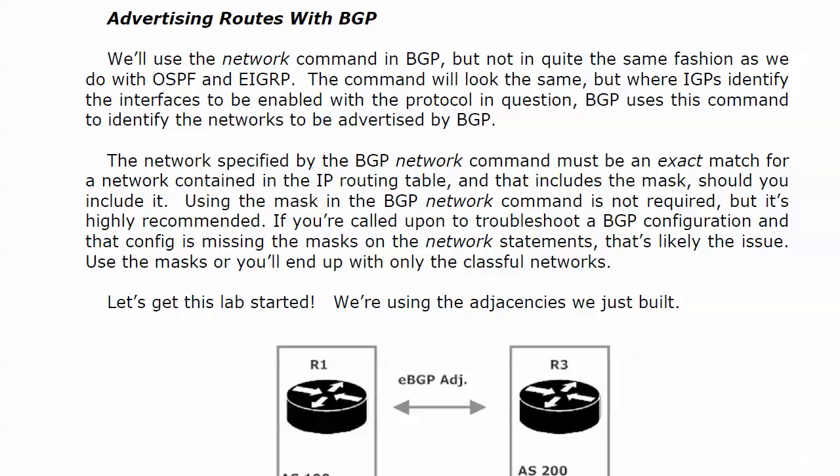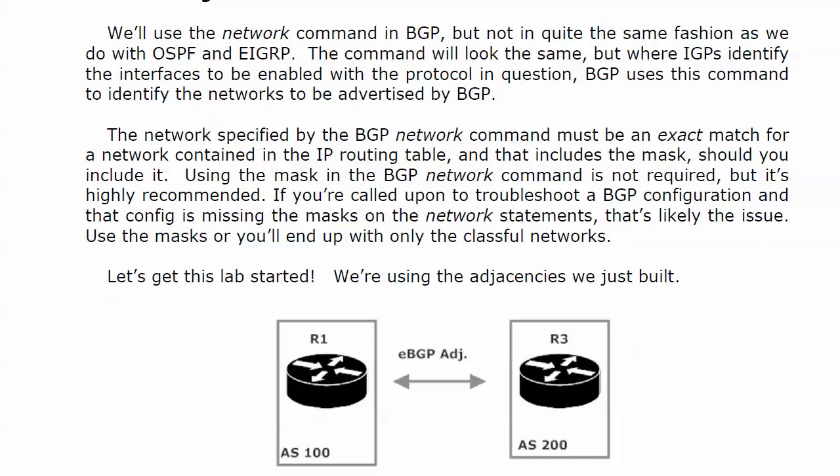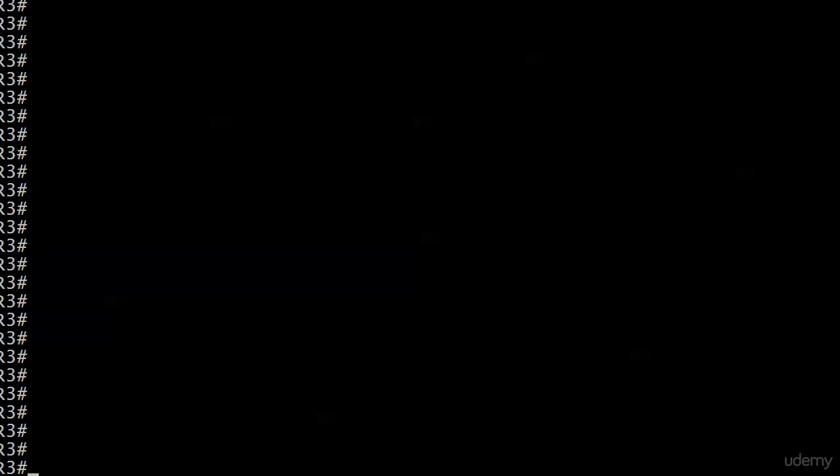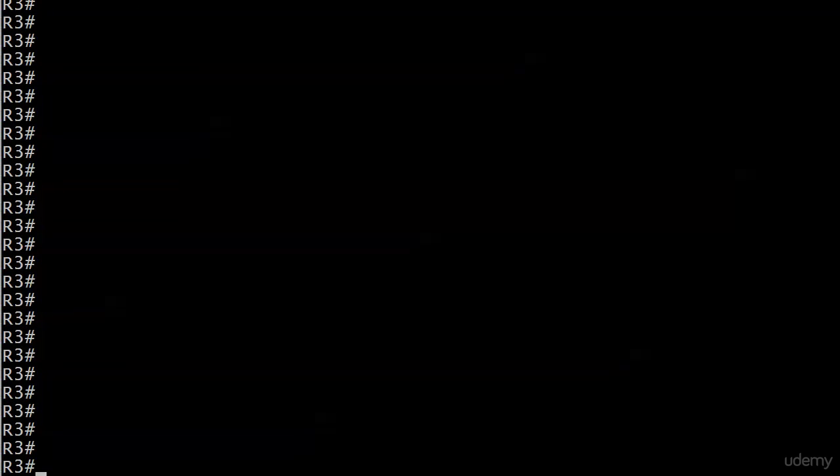Now we're going to get this lab started. We're going to use the same adjacencies that we just built, and we're still using the loopbacks. And what we'll do first is advertise R3's loopback via BGP. So let's bring our live equipment up, and we will do just that.